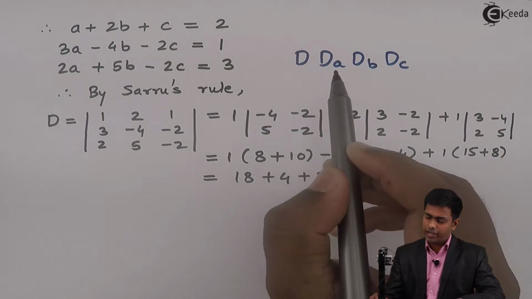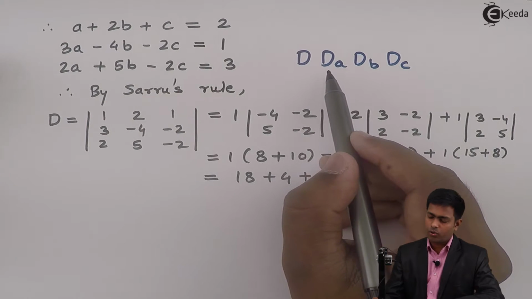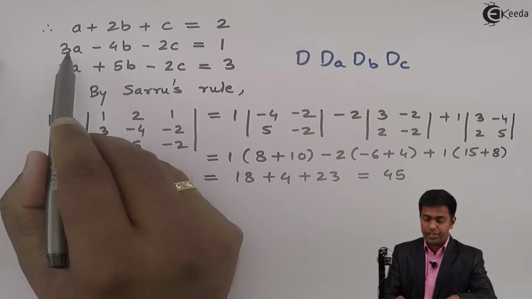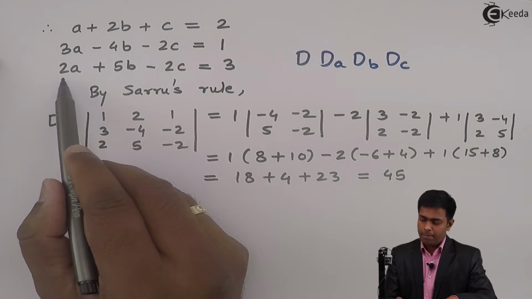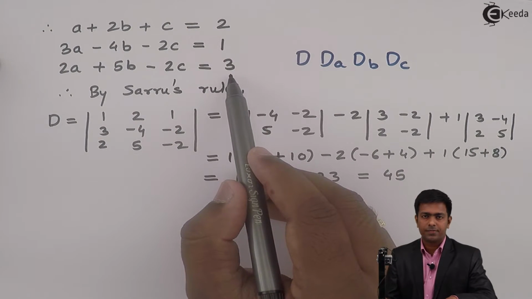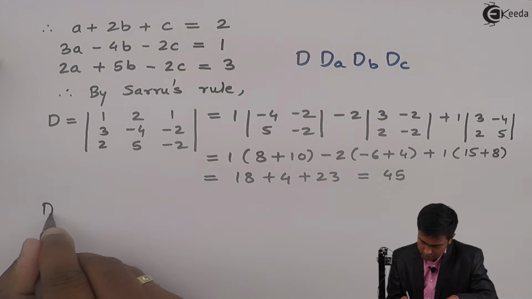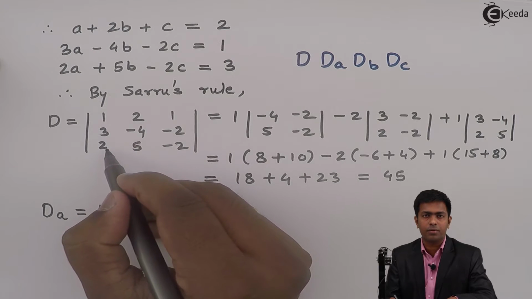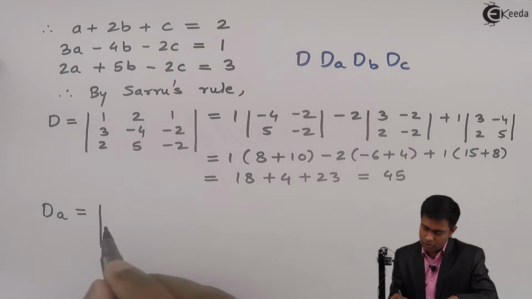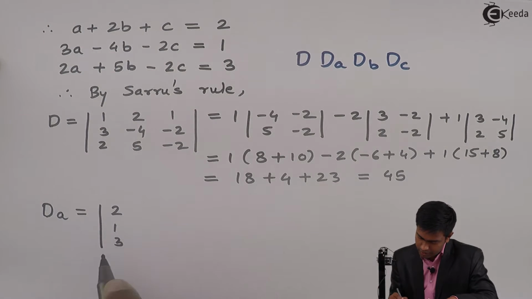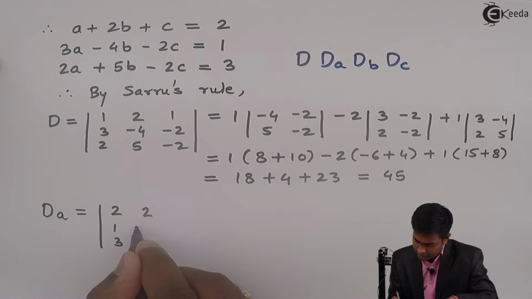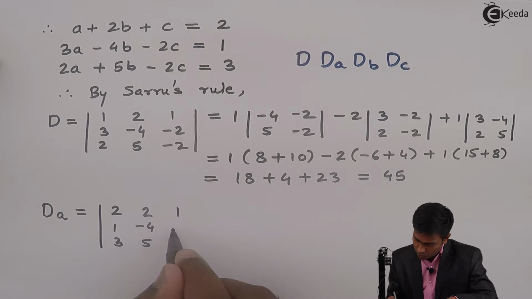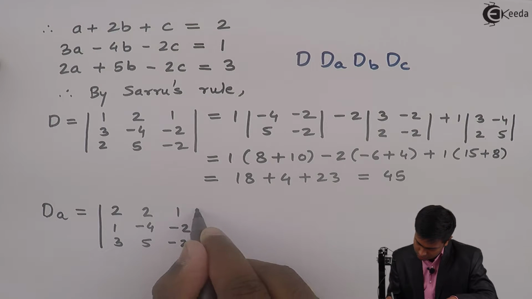Now next we'll find out the value of DA. So to get the value of DA by Sarrus's rule, we'll replace the coefficients of a by the constants. So here these coefficients of a, that is the first column, will be replaced by the constants. So that will become 2, 1, 3. The second and third columns will remain as they are, which are nothing but the coefficients of b and c. So 1, minus 2 and minus 2.